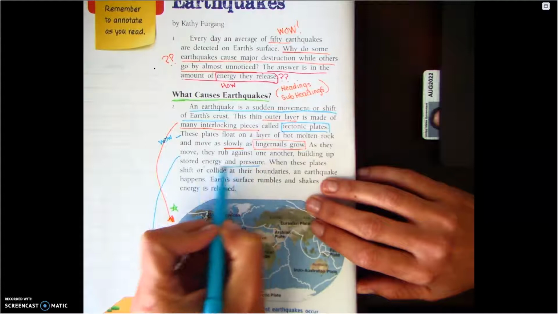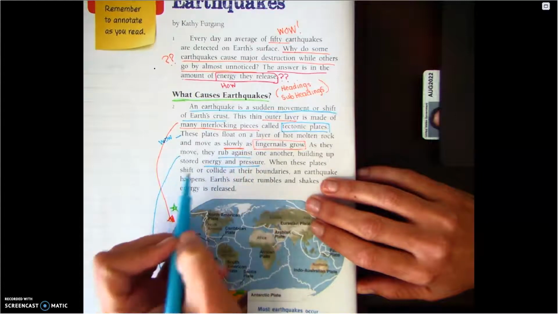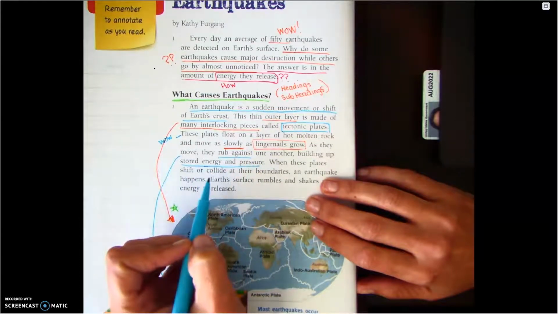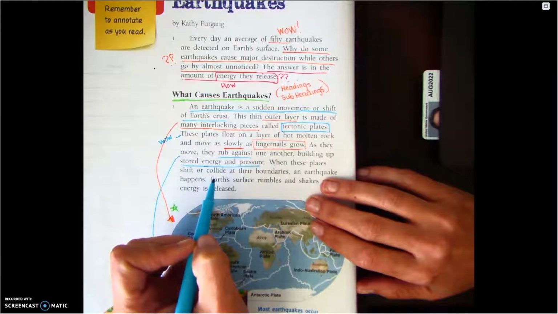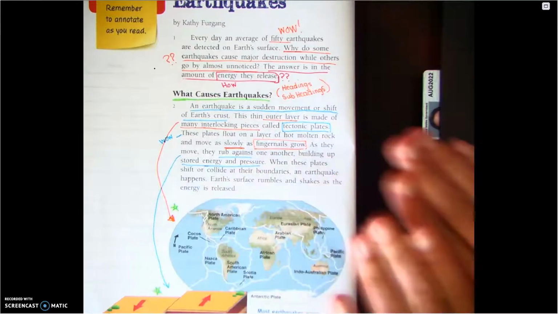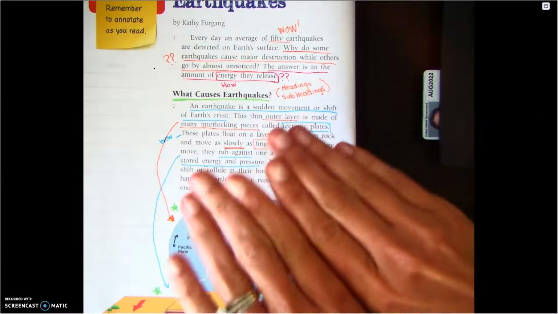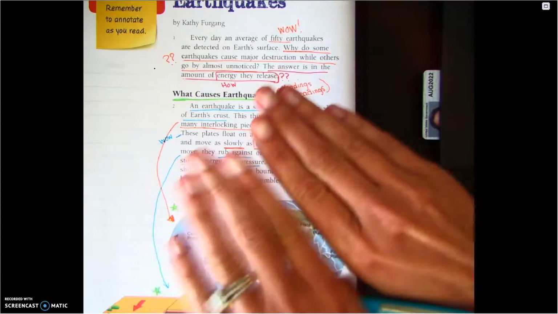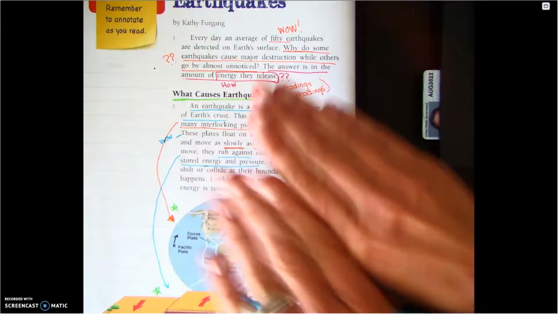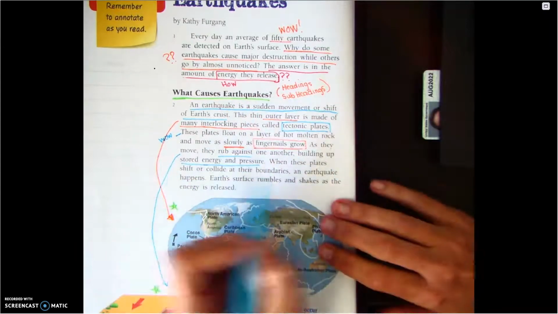Now, think about the plates rubbing against each other, building up stored energy. Kind of like when we rub our hands for our mindful minute, we start to feel warmth. That's part of what the earth does too. So they're building pressure and heat as they're rubbing next to each other, or if they're moving closer, that causes that pressure.